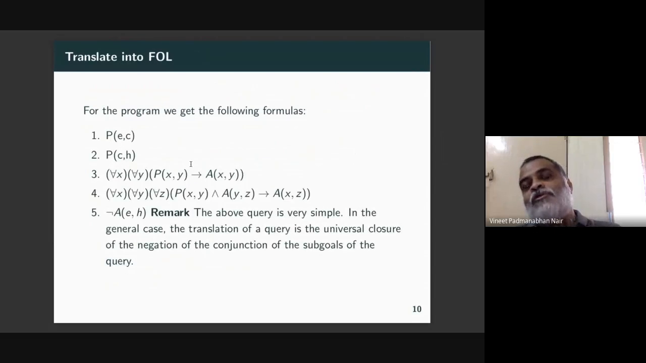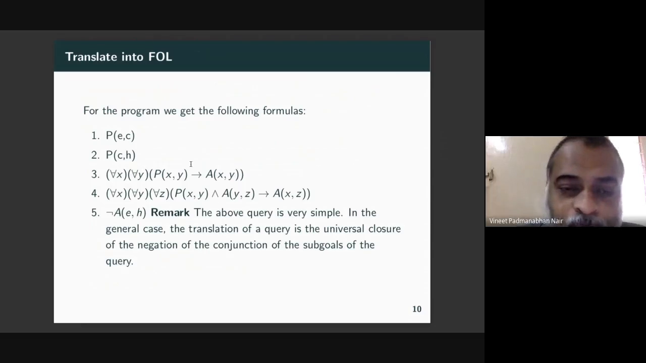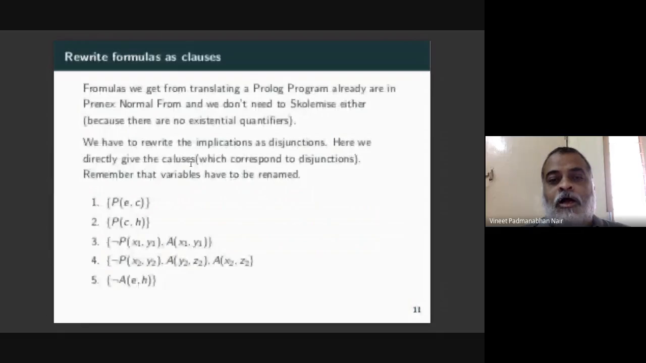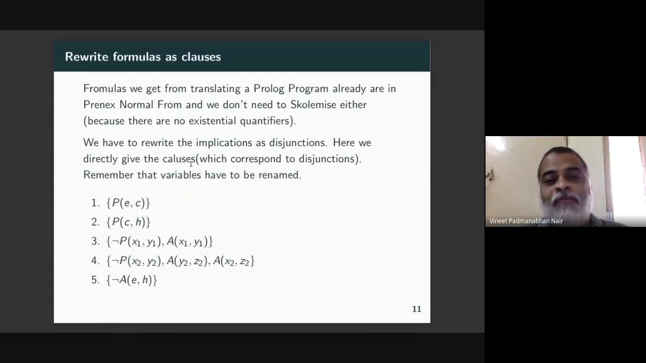So that is what I was expecting from you, because you need to get rid of those arrows. Otherwise, it doesn't work. You have to change it into a clausal form. So we have to rewrite the implications as disjunctions. Here we directly give the clauses which correspond to disjunctions, and the variables have to be renamed. That is another most important thing you keep forgetting. Last class also it was pretty much the same.